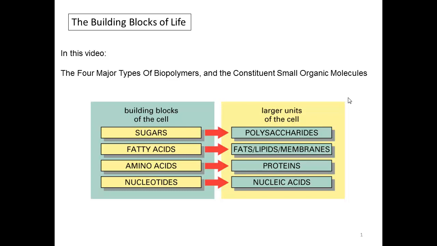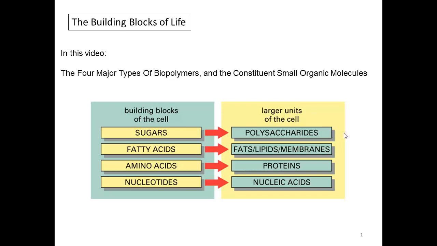Hi there. In this video we will talk about the molecules which make up cells. Cells are actually made up of thousands of different molecules, but there are four types of large biopolymers made up of repeating units that make up most of the dry mass of a cell and perform most of the important functions. We'll talk about these one by one.